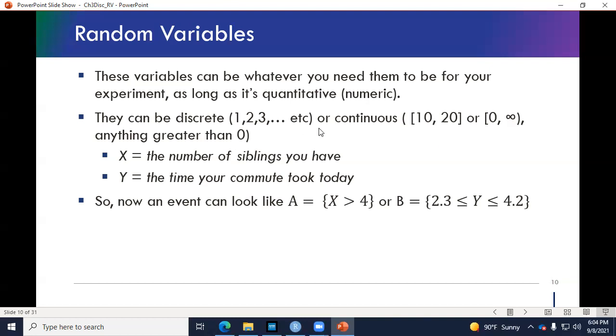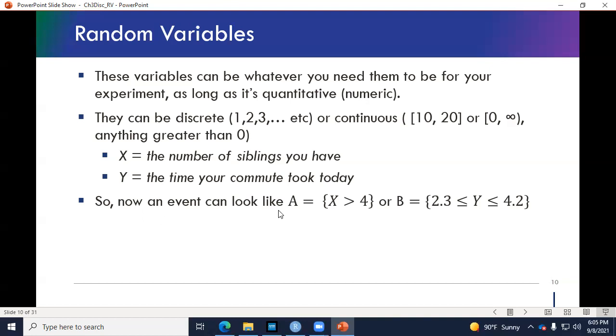An example of a continuous random variable is the time your commute took today. For me, it's really long today, but it's continuous. It can be anything greater than 0. It's numeric, a continuous value, so it can be like 13.5 or 1.5, 2.5 hours, like that.